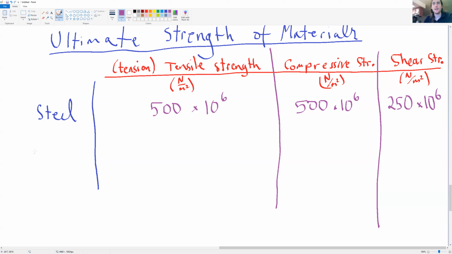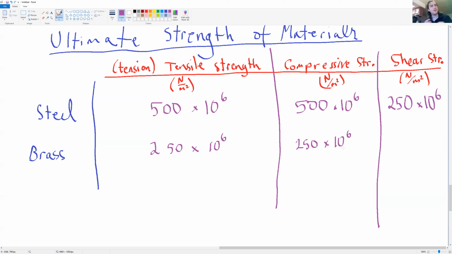So we just took a look at brass. Was it brass? Yeah, we looked at brass, right? In that problem that I gave from another book. So we had brass, and brass has 250 for the tensile. So that's in tension, right? So it's being pulled apart. And then also 250 in compression.